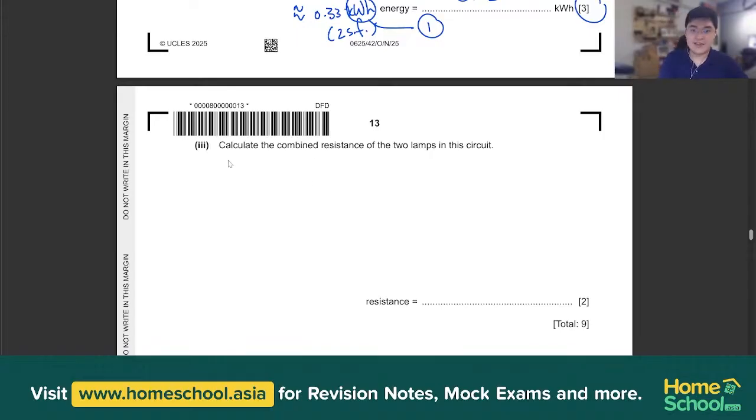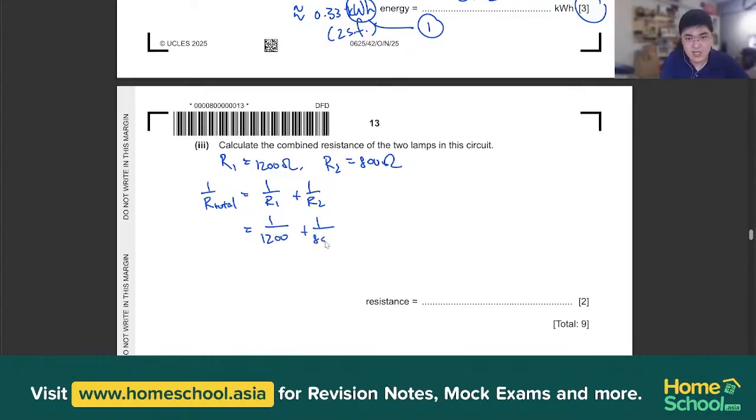So we have already been given the resistance of lamp number 1, which is 1200 ohms, and the resistance of lamp number 2, which is 800 ohms. Let's bring out the equation for the combined resistance of parallel circuits. As you remember, 1 over R total is equal to 1 over R1 plus 1 over R2. This is for parallel circuits, yeah? Remember that? So 1 over 1200 plus 1 over 800.